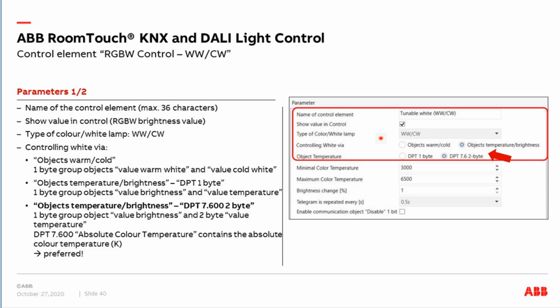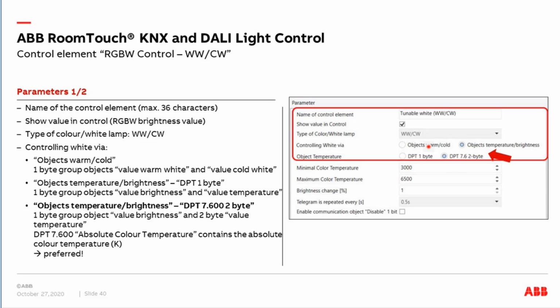Type of color lamp: here we select no RGB, we change it to WW. This means warm white and cold white. So if we want to control these tunable white spots, select here warm white and cold white. The next parameter is how we want to control this device.